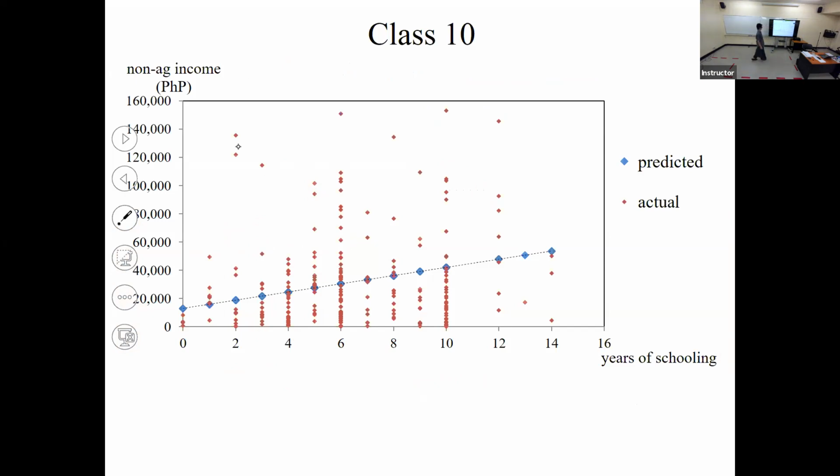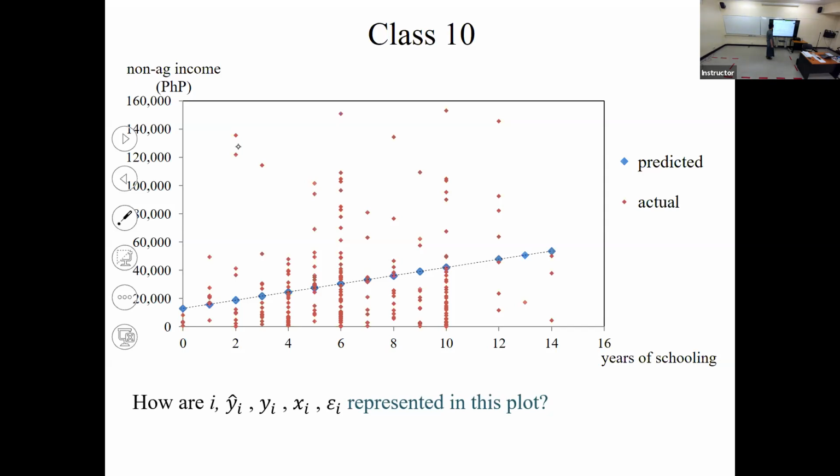Then the estimated regression line. This line actually looks this way. So here's the intercept, B0. And B1 is the slope of this line, which is positive, not 0. So this shows there's some positive relation between years of schooling and off-farm income.